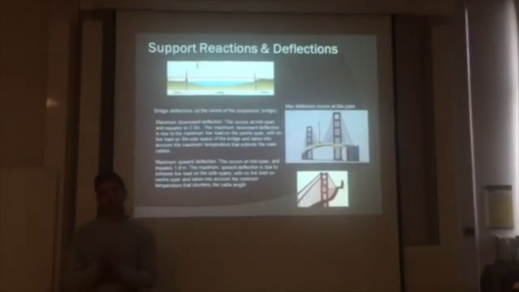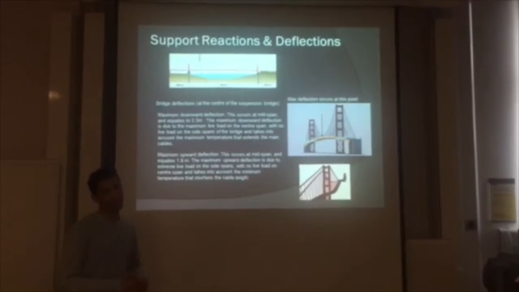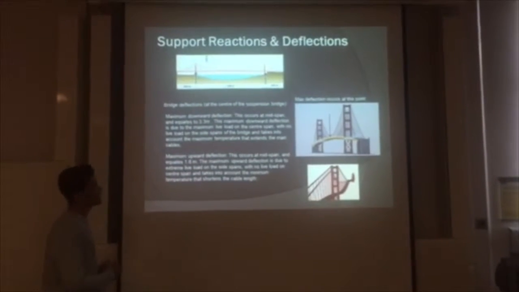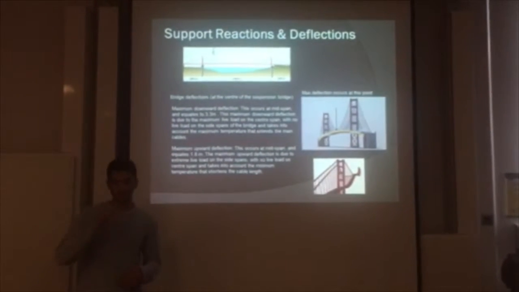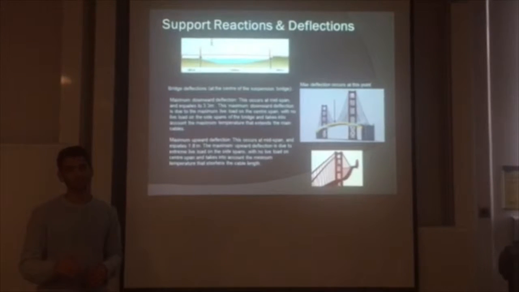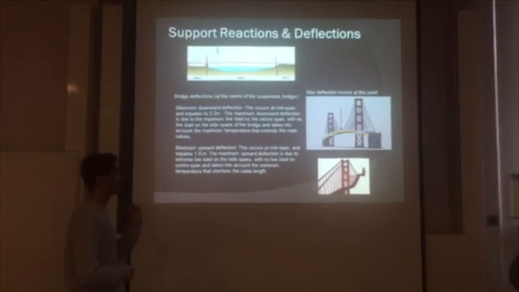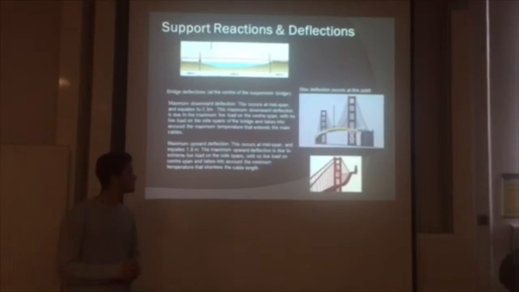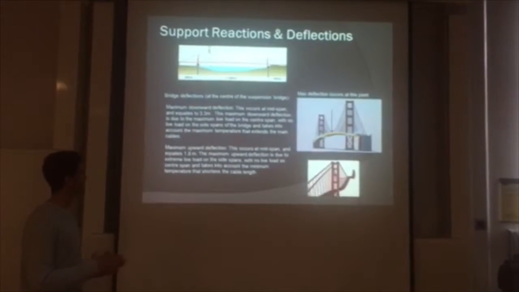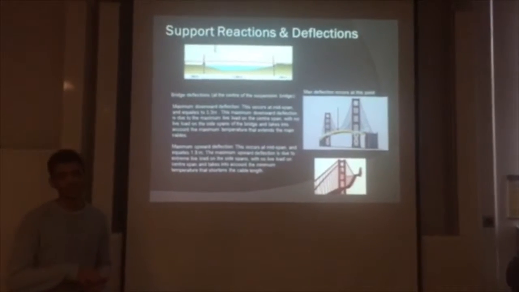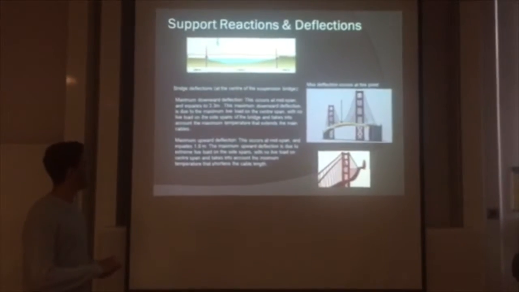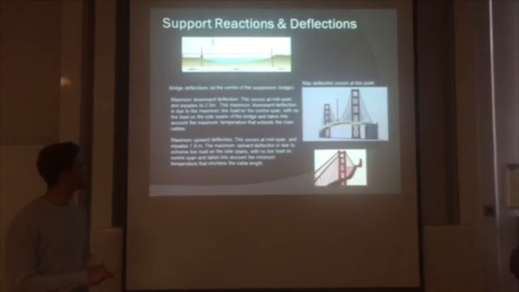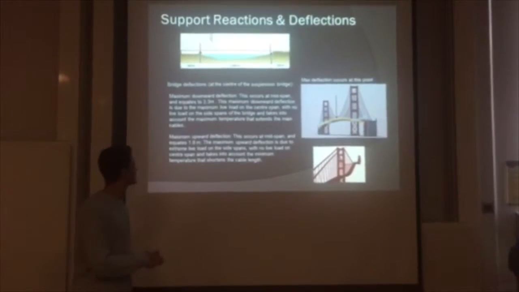Cool. Now I'll be speaking about the support reactions and deflections on the bridge. Basically, there are two types of deflections: a maximum upward deflection and a maximum downward deflection. Maximum upward deflection occurs in the midspan of the bridge, and this equates to 3.3 meters. The maximum downward deflection is due to the maximum live load at the center of the bridge span, and takes into account the maximum temperature extension.